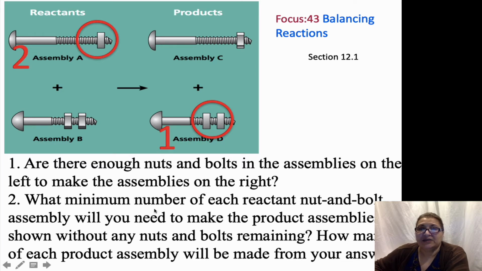And it says, what's the minimum number of each reactant? Nuts and bolts is simply what we will need. Okay, so we already know that for A we need 2, D we need 1. And then for C, we're starting with 2 and we end up with 1. So we have enough of B to make C. But to balance it out, you need 2 of the C and 1 of the B assembly.